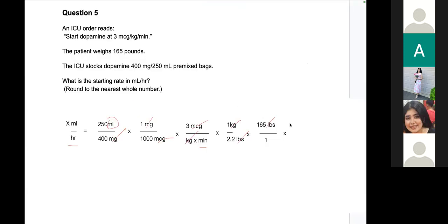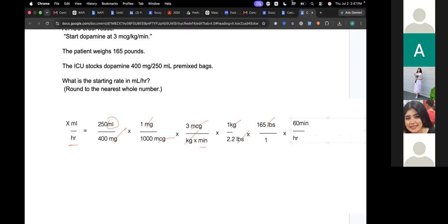So minutes are on the bottom. I need to cross them over, 60 minutes over 1 hour. And then that means we get to cross out minutes too. I will put everything in my calculator.